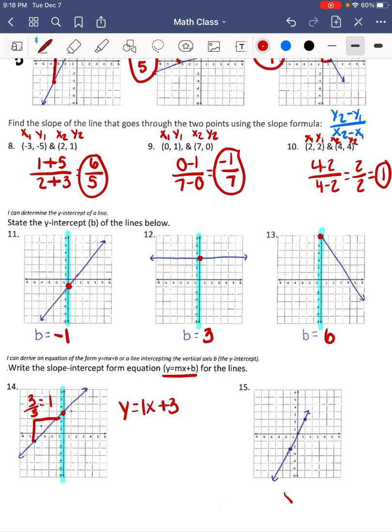For number 15, our equation is going to be y equals, our rise over run is 1, 2, 3, 4 over 1, 2. 4 over 2 reduces to 2. So we're going to have y equals 2x. Then we're going to look at our y-axis, and we're going to see where our line hits our y-axis. Our y-axis is being touched by the line right at the origin, which is 0. So you can put plus 0 or you can put nothing.